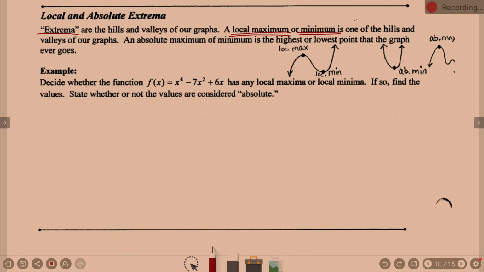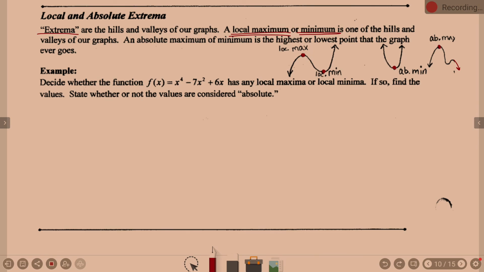So, an absolute is the highest or lowest point the graph ever goes. A local max and min, okay, so local max, that's a local max because is it the highest the graph ever goes? No, because it extends up here, but it's a high point. Local min, it's not the lowest it ever goes, but it's a low point on that piece of the graph. Here's an absolute min. Why is it absolute? My graph will never go any lower than that. Here's an absolute max, because my graph will never go any higher.